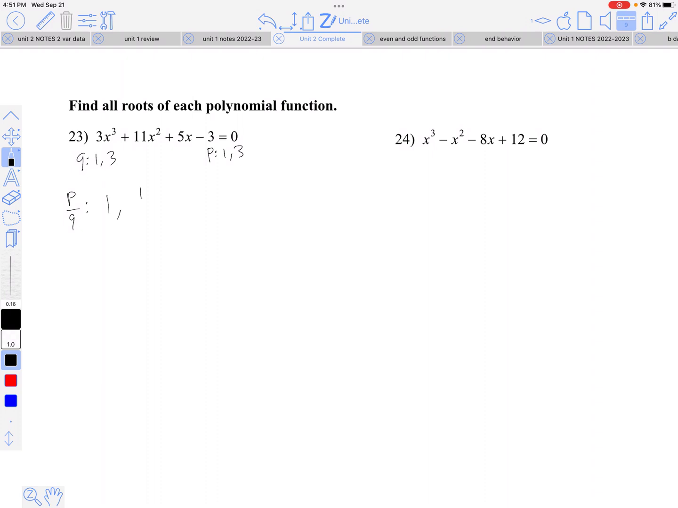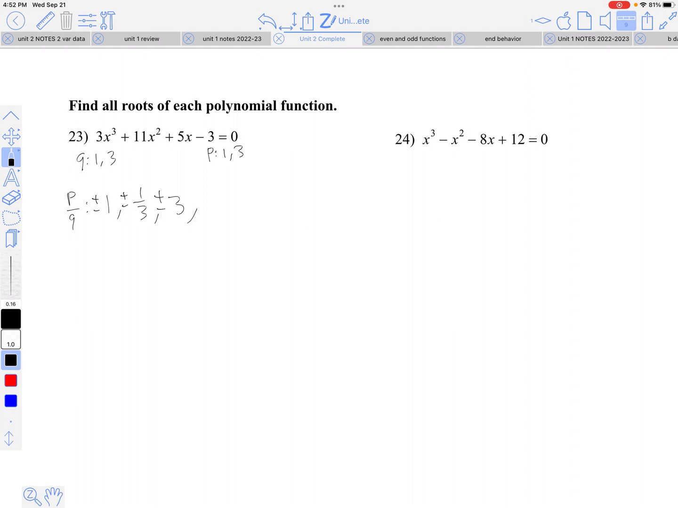So I have 1 and 1/3, and then I have 3 divided by 1, which is 3. Sorry, I did 1 divided by 1, 1 divided by 3. Now 3 divided by 1, 3 divided by 3, but I already have 1. And these will all be positive and negative.